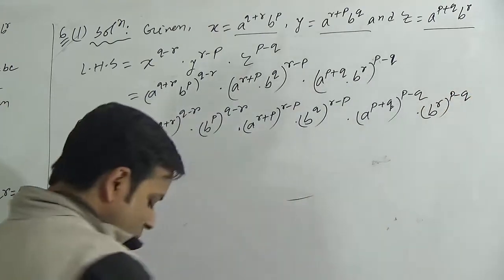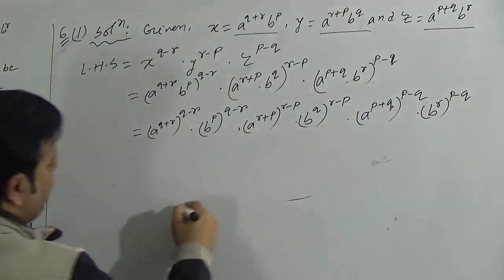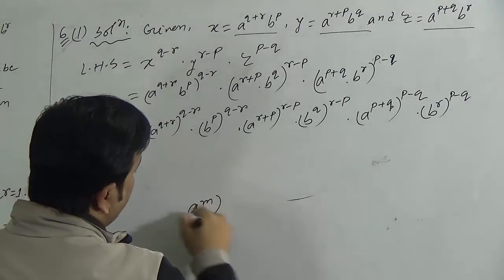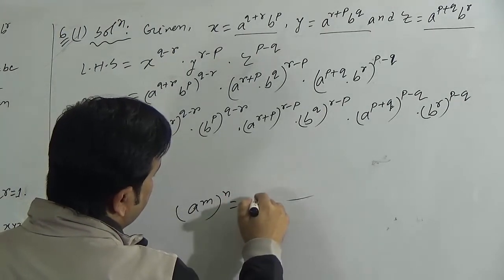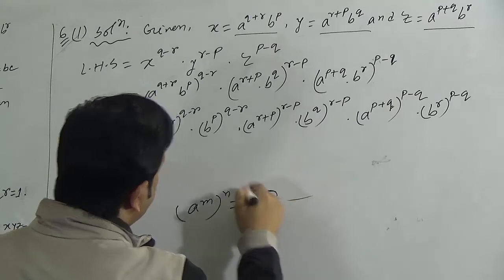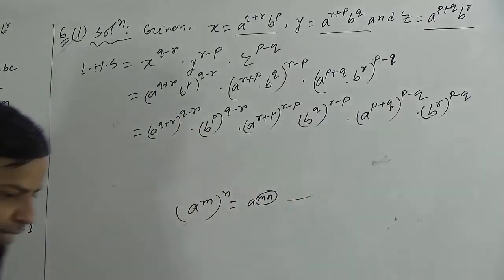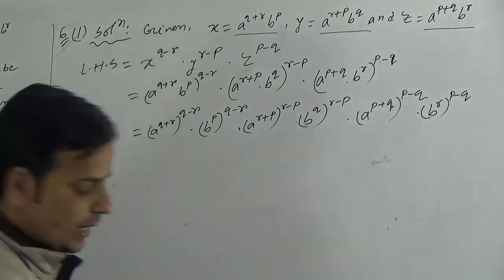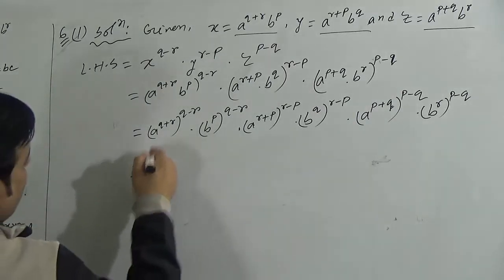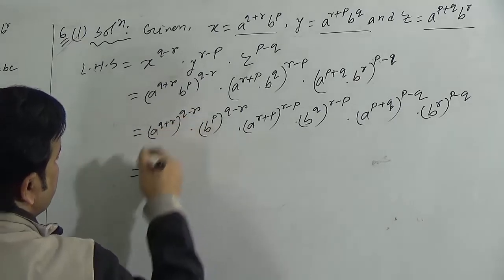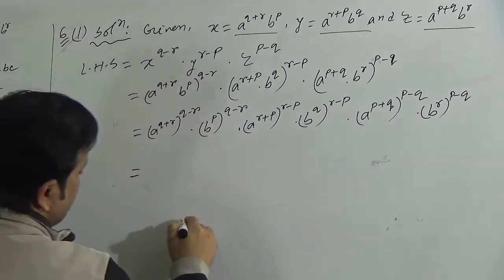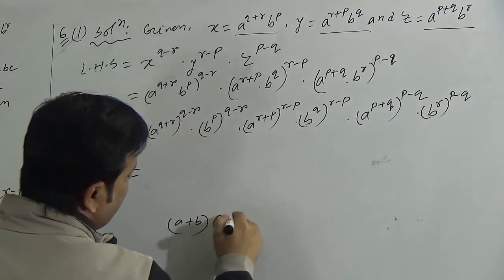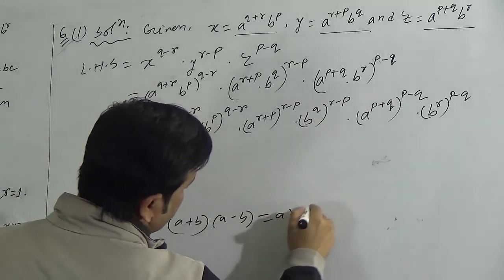So now we can use the formula here. (a^m)^n means a^(mn). It means the product of power and whole power we can take. If we take the product of power and whole power, then in case of a, we will get here (q+r)(q-r). It means (a+b)(a-b), which means a square minus b square.